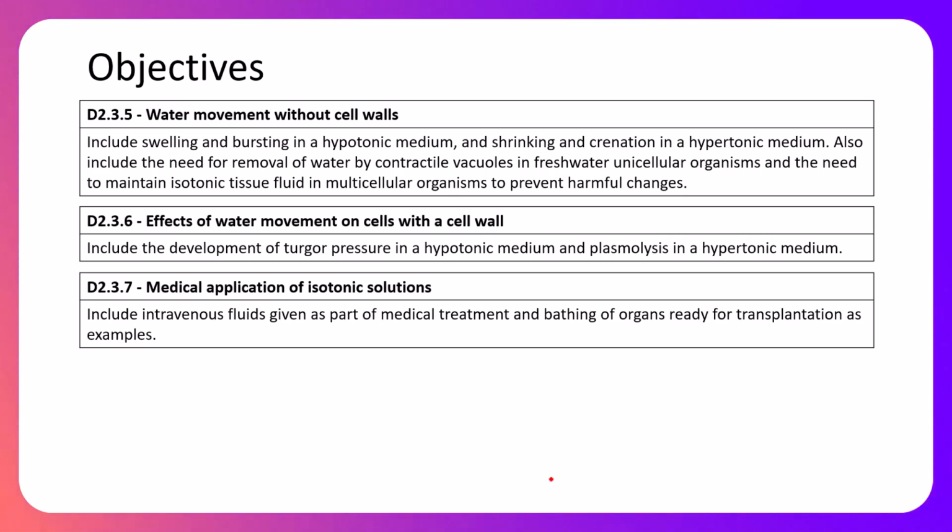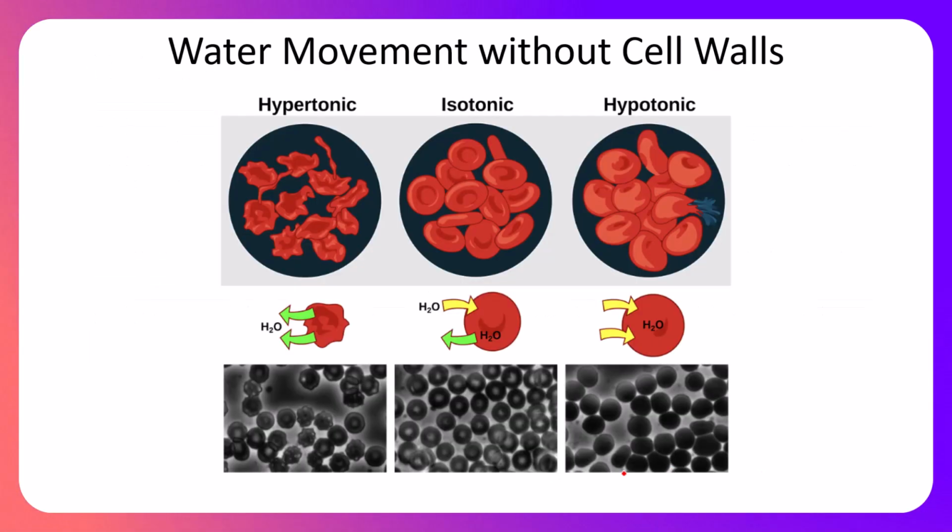Objective 6 focuses on the effects of water movement on cells with a cell wall, and again we're going to focus on hypotonic and hypertonic medium. But when a cell has a cell wall, the development of turgor pressure helps to withstand too much change. And then Objective 7 talks about the medical applications of isotonic solutions and the importance of isotonicity in medical applications. And so we're going to include a discussion of intravenous fluids, so IVs, given as part of a medical treatment, and bathing organs ready for transplantation as examples.